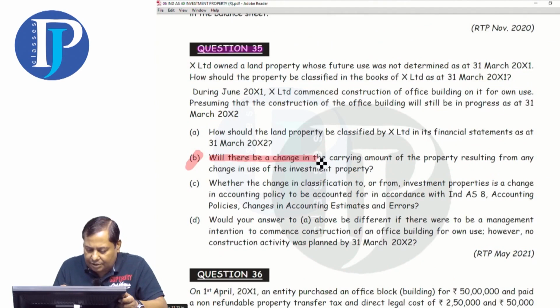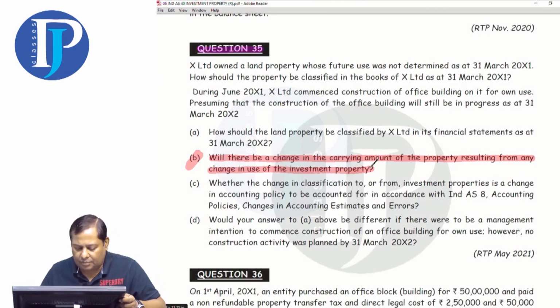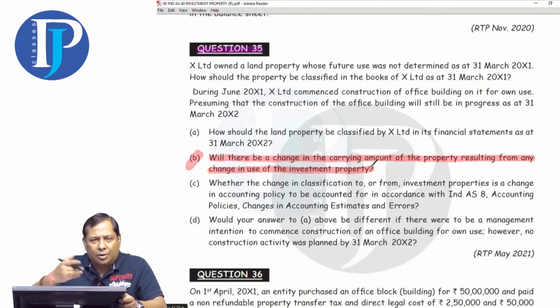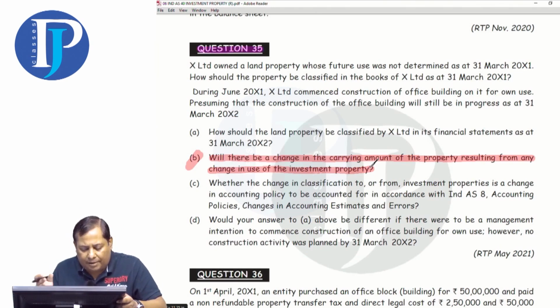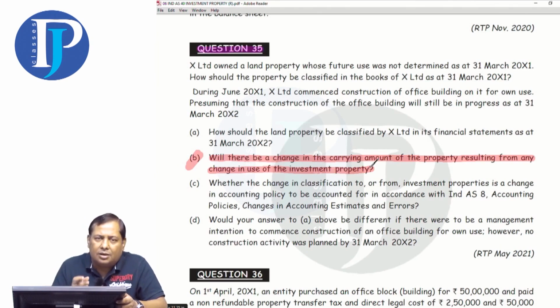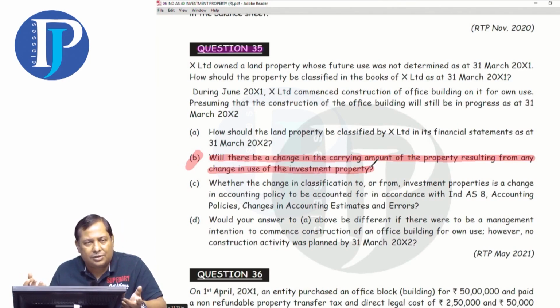Will there be any change in the carrying amount of the property resulting from any change in the use of the investment property? If yes, when we do transfers from PPE to investment property or from investment property to PPE, whenever you transfer, we do it at carrying amount, values won't change. So our answer is no, no change. Transfer is always at carrying amount.